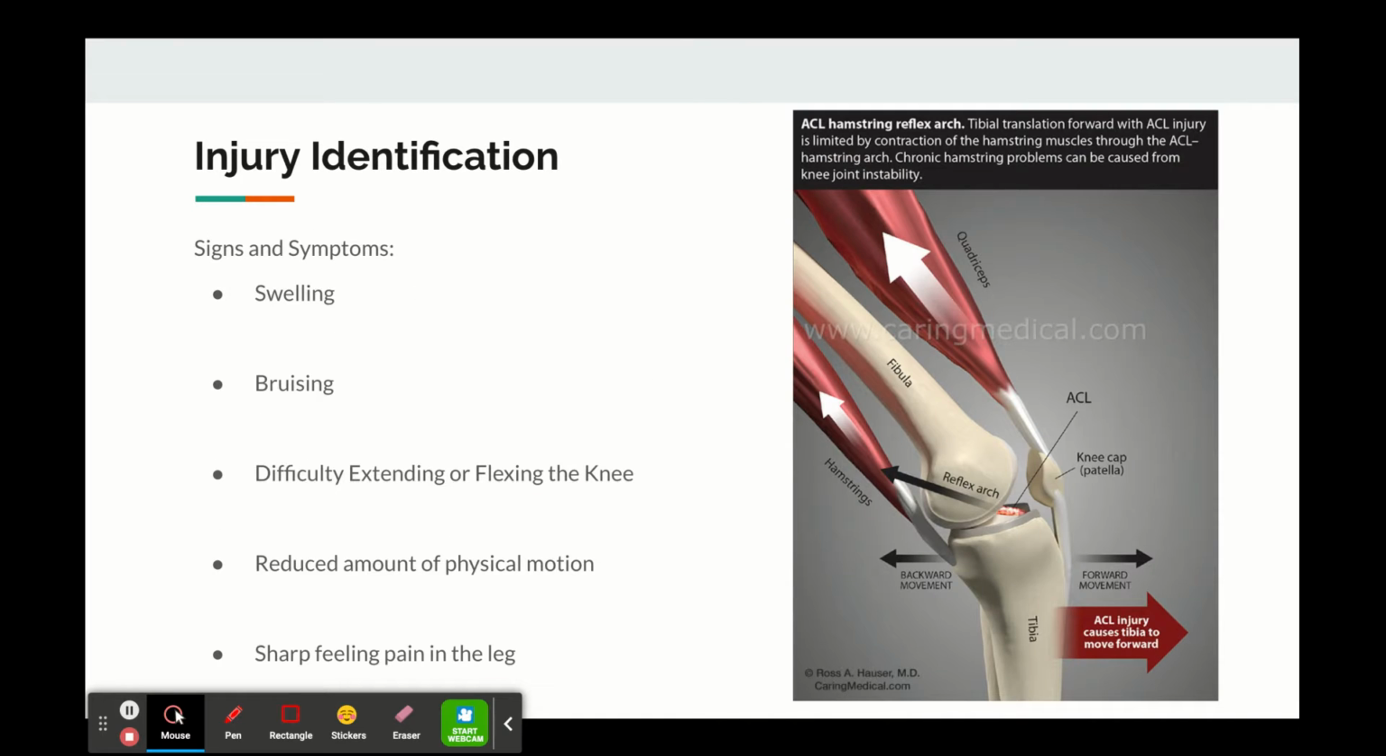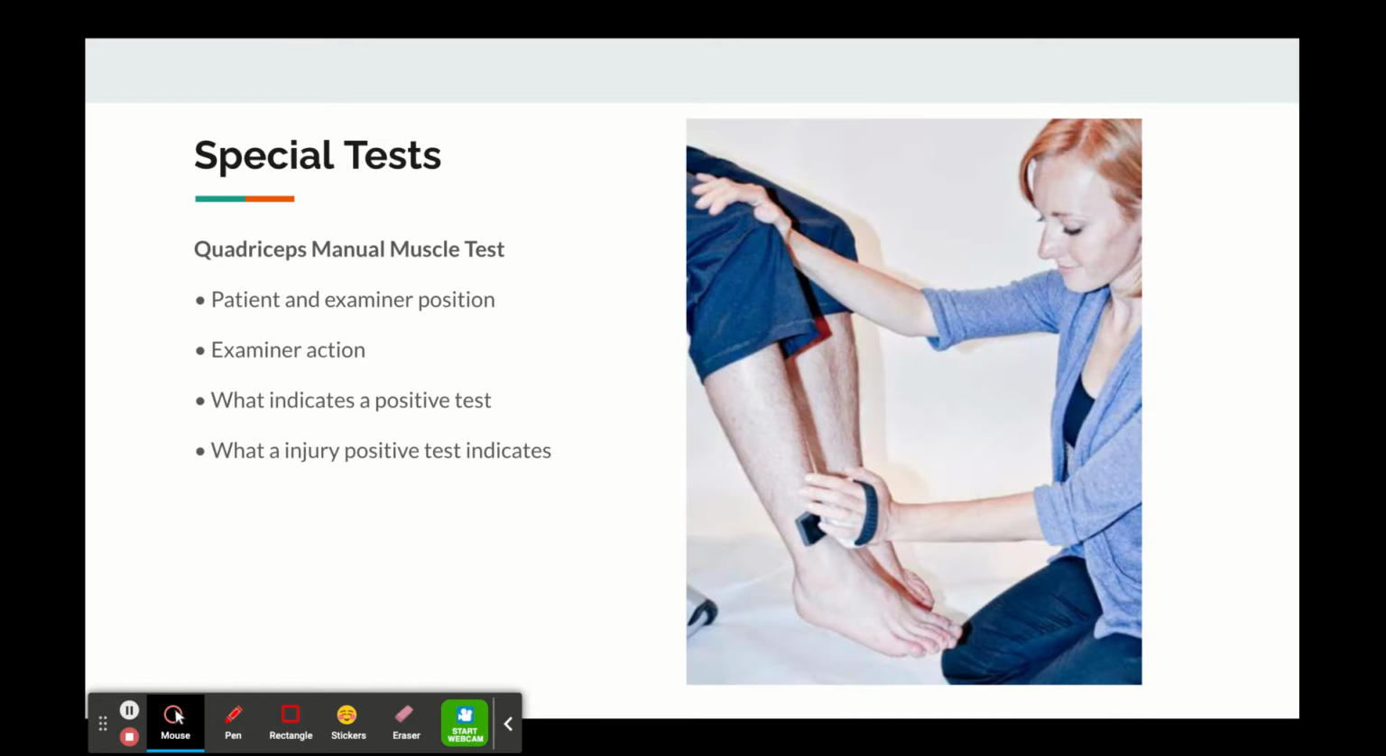All right, next. The injury identification, signs and symptoms. I have five right here. There's more, but I just did five. The swelling, bruising, difficulty extending the knee or flexing the knee, reduced amount of physical motion, and sharp pain. Those are some of the symptoms.